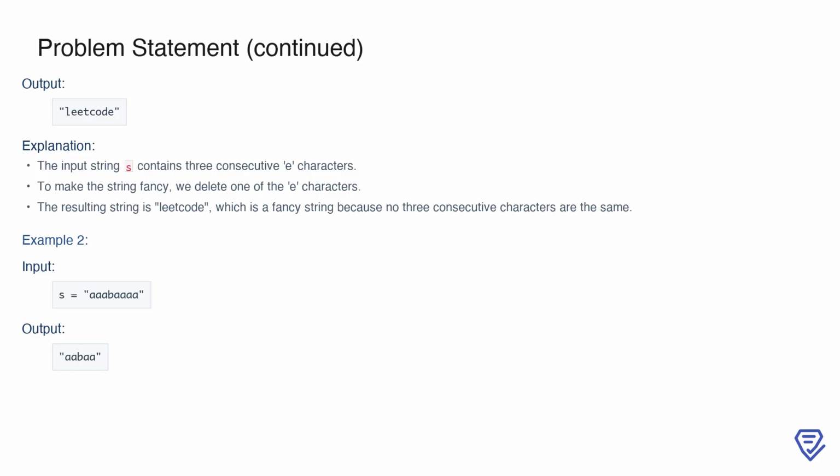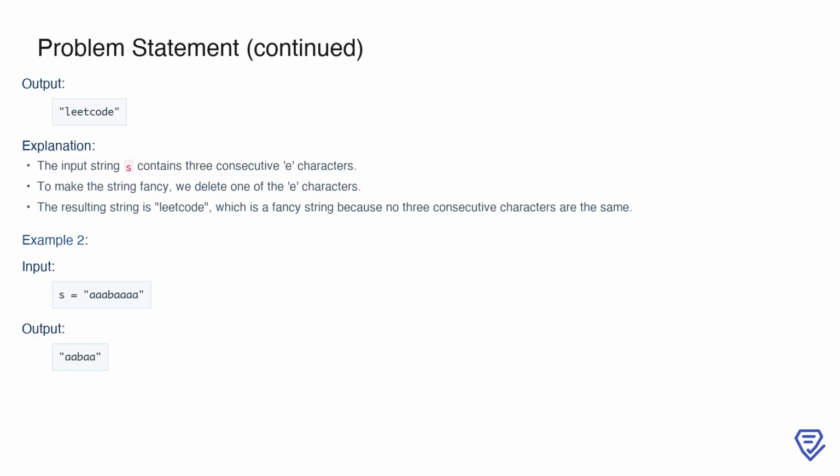The input string is S equals "leeetcode". In this case, the string contains 3 consecutive E characters. To make the string fancy, we delete one of the E characters. This gives us the resulting string "leetcode", which satisfies the condition because no 3 consecutive characters are the same. This is the minimum number of deletions needed, so the output is "leetcode".